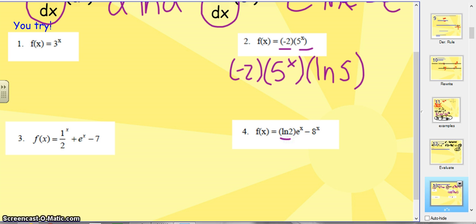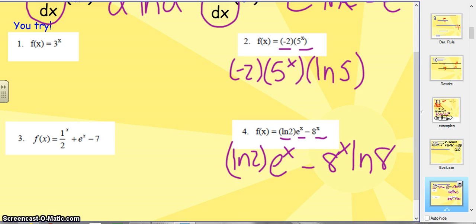Let's look at number 4. ln 2 is a number. The natural log of 2 is a number, so it's just going to stay. We're going to do the derivative of e to the x, which is just e to the x, minus, we're going to do the derivative of 8 to the x, it's 8 to the x, ln 8. Okay, try number 1 and number 3, and we'll go over those in class.